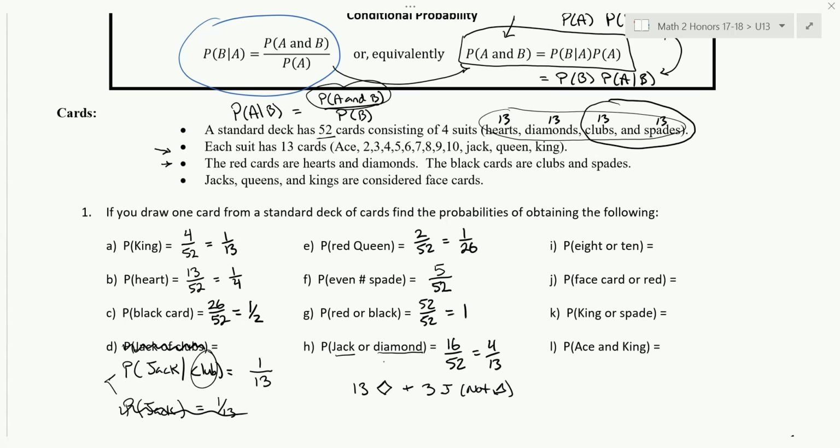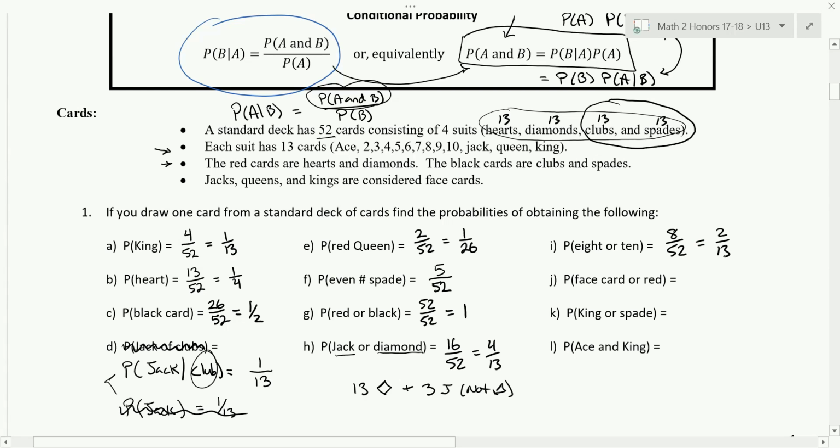The probability of getting an 8 or a 10, Sierra? Good. Because there's 4 8s and there's 4 10s. So that reduces to 2 out of 13.